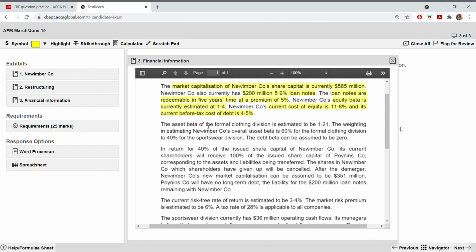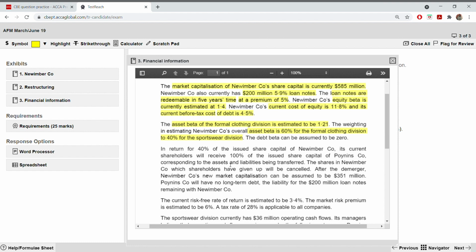The asset beta of the formal clothing division is estimated to be 1.21. If you see, they have given the divisions: one is clothing division, one is sports division. Why have they given the asset beta? Because now you have to find separately the cost of capital for each division. The weighting, definitely they will give you. In estimating new company's overall asset beta, it is 60% for the formal and 40% for sportswear division. The debt beta is always zero only.